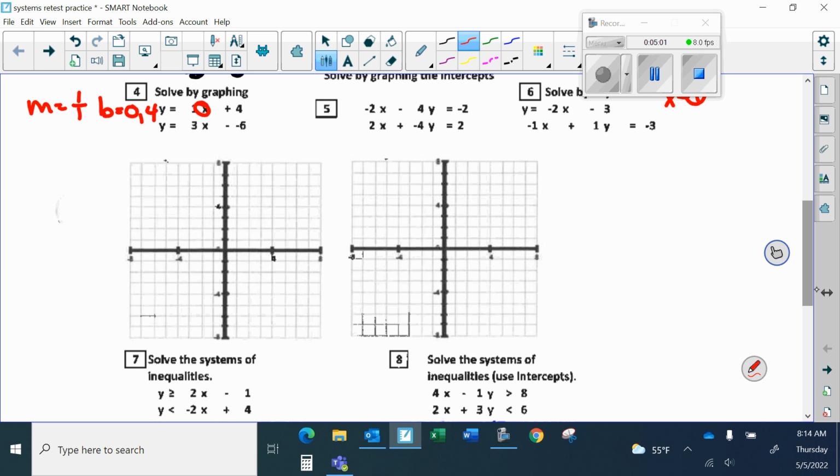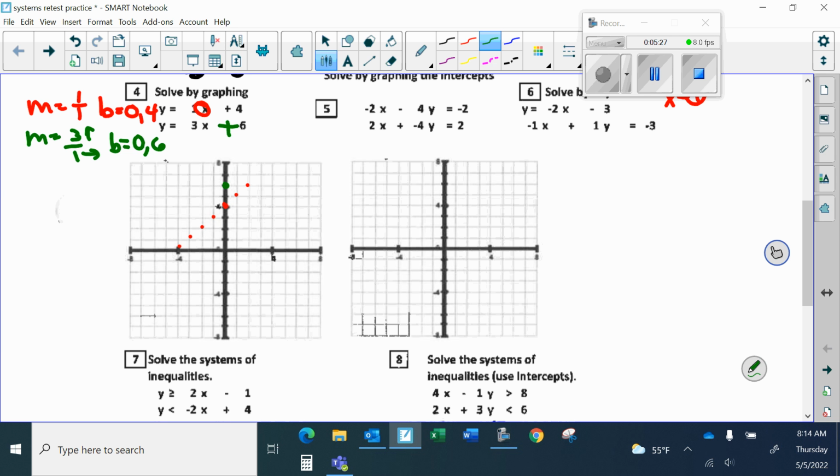B stands for the y-intercept. So up 1, right 1, up 1, right 1, or I can go down 1 and back 1. Okay, so all those points. Okay, next one, change that to a 6. Slope equals 3 over 1. Y-intercept, x is always 0. Plug in 0 and you get 6.